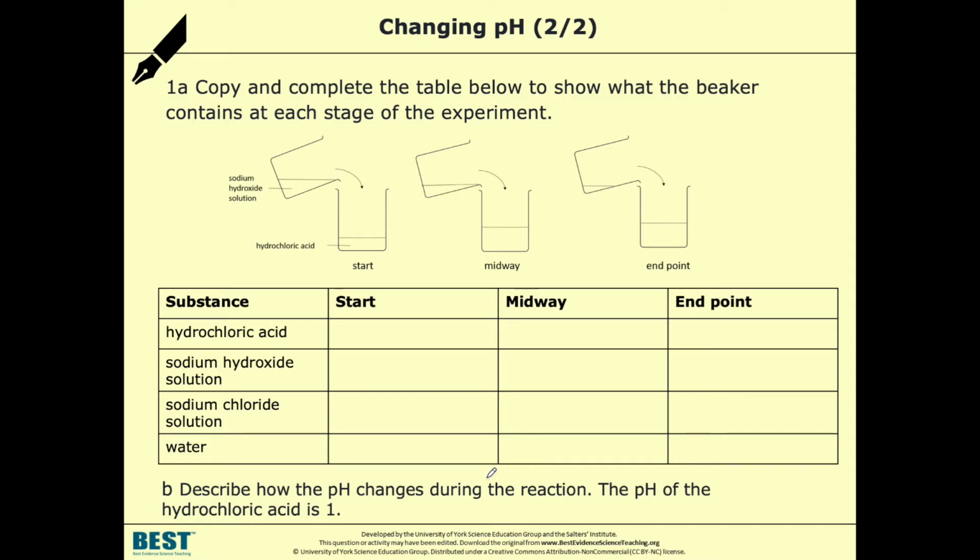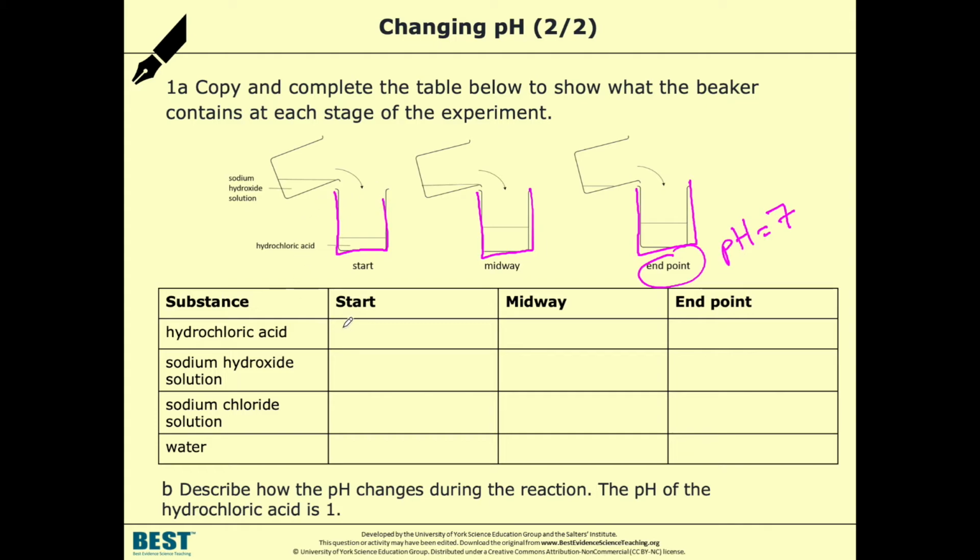So what I'd like you to have a go at now is completing this table to show what our beaker, so this one, which becomes this one, and this one, at each stage of the experiment. So at the start, we've only got hydrochloric acid. We haven't added the sodium hydroxide solution in yet, but we do have some of it in our midway point, and we've added more of it by the end point. So remember that our end point is when our pH is equal to 7. So think about which of these substances are going to be our neutral products that are produced in this reaction.